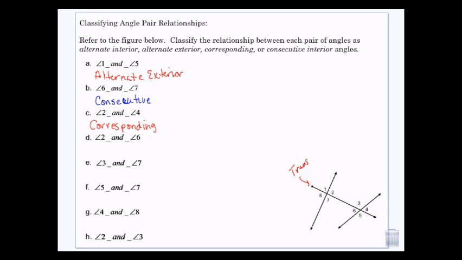Okay, if I look at angles 2 and 6, they're on opposite sides of the transversal and on the inside, so they are alternate interior. Three and 7, opposite sides of that transversal on the inside, so those are also alternate interior.